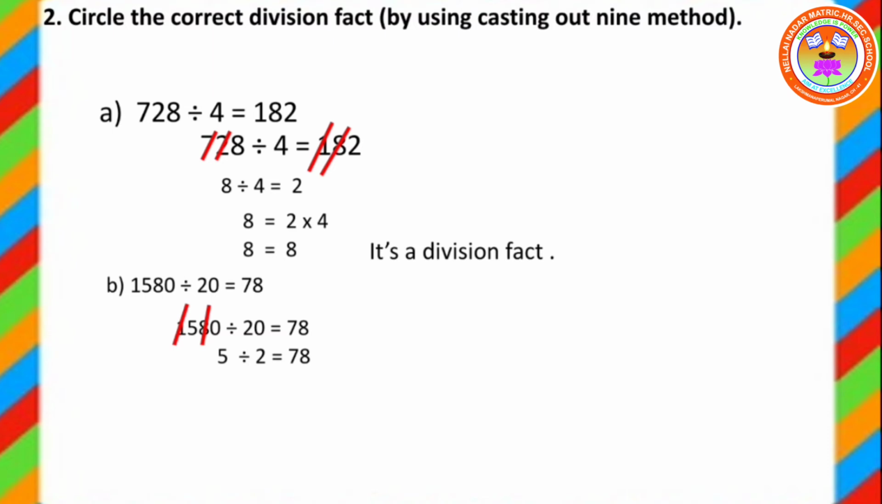5 divide 2. Division. Reverse of division is multiplication. 5 is equal to 7 plus 8, 15 into 2. 5 is equal to 15 twos are 30. 5 is equal to 3 plus 0, 3. 5 is equal to 3? No, 5 is not equal to 3. It is not a division fact.